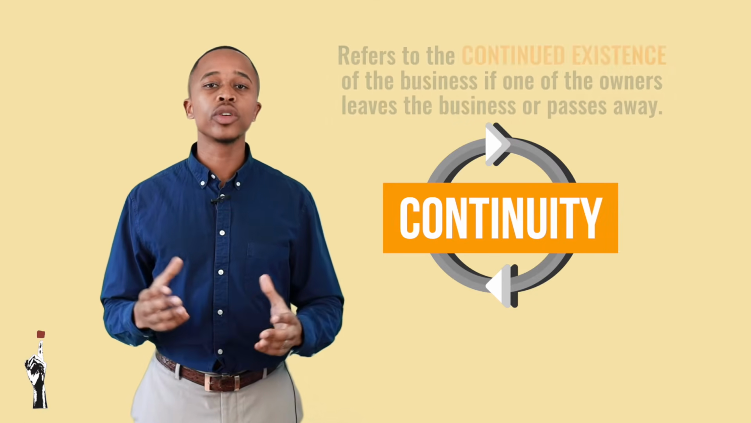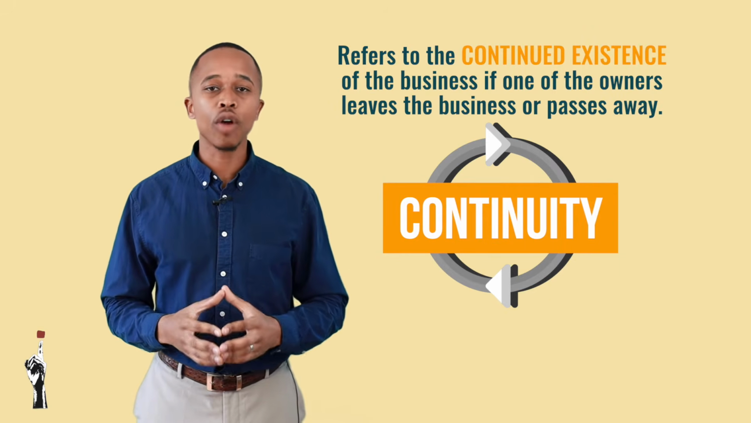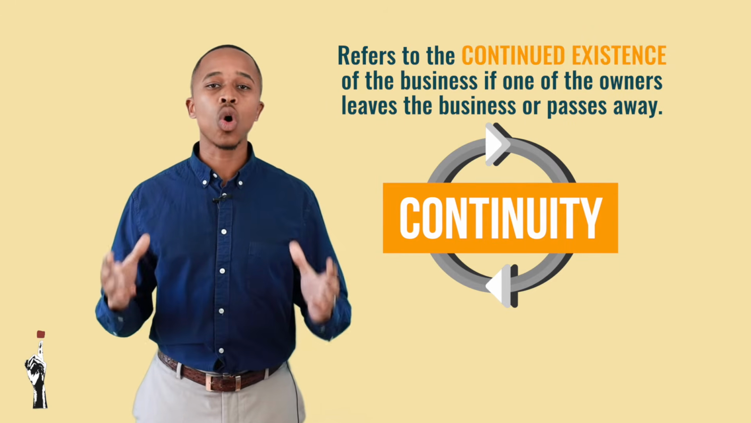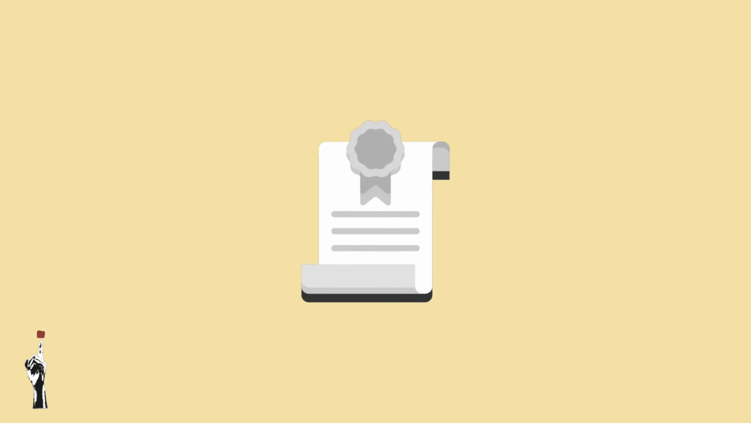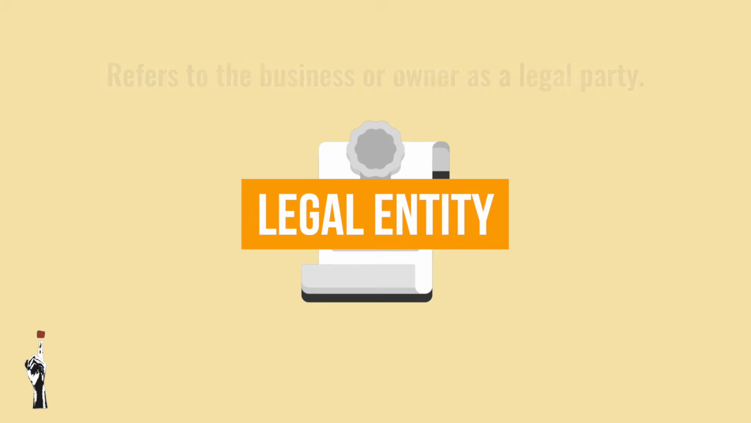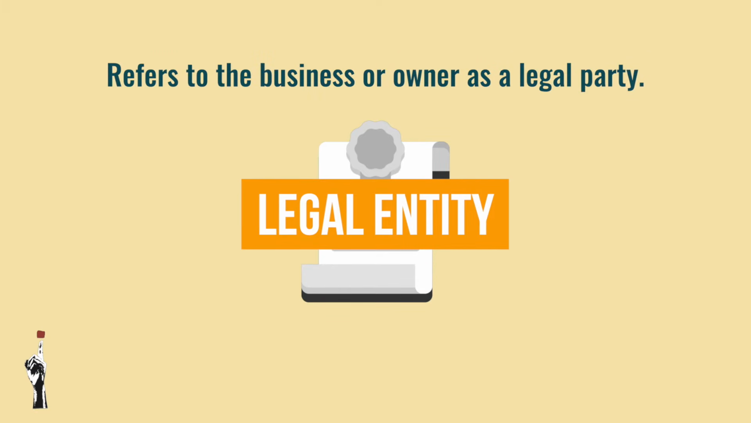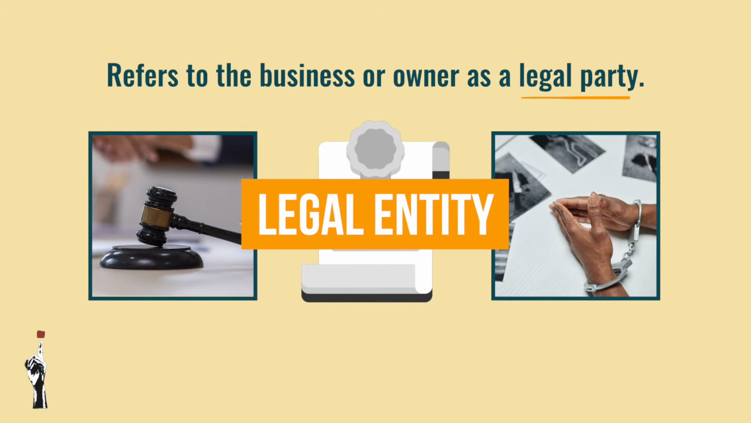The second term is continuity. This refers to the continued existence of the business if one of the owners leaves due to retirement or they pass away. The last term we'll be looking at is legal entity. This refers to the business or owner as a legal party. In other words, the person or institution that is held legally responsible or can be prosecuted if something goes wrong.